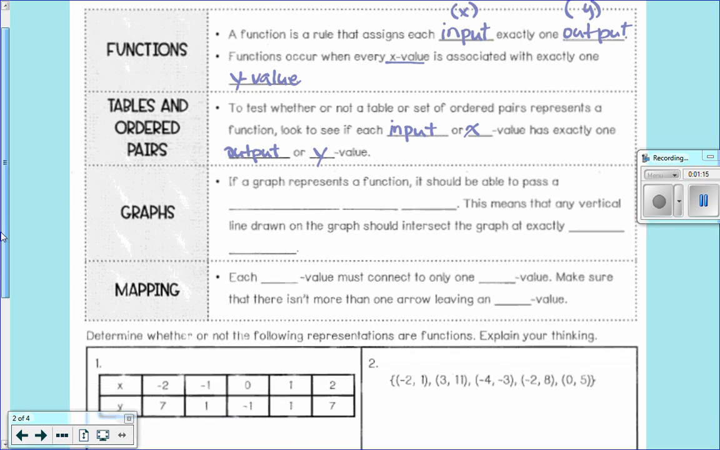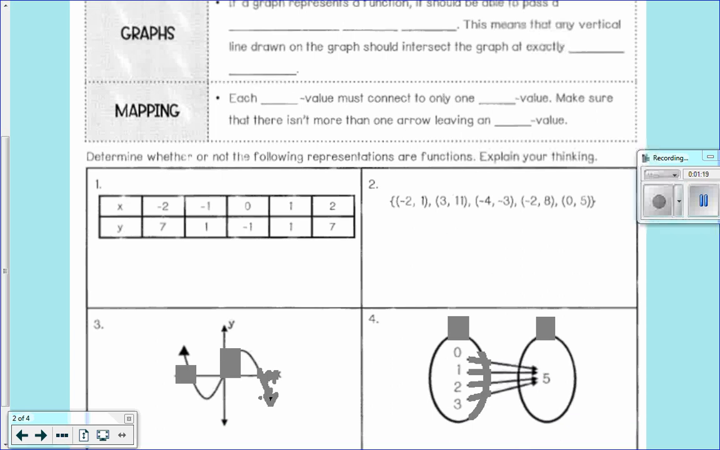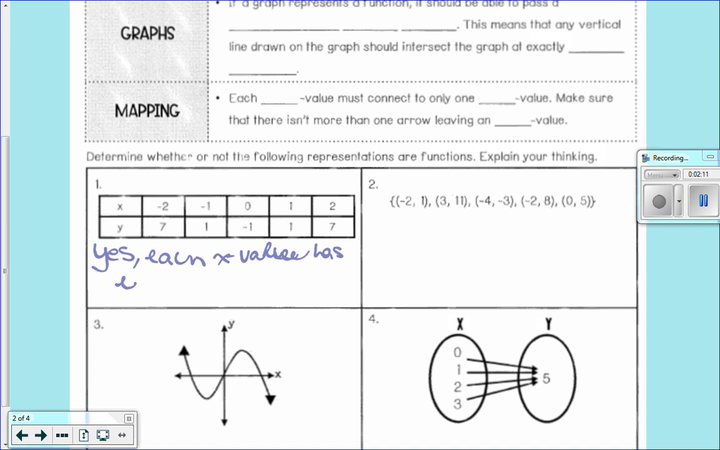So if we look at number 1 and number 2, we're determining whether or not the following representations are functions and why. So if we're looking at a table, does each x value, each input or x value, have exactly one y value? Each x value, so a -2, 7. Is there another -2 for an x value? No. There's only one -1, right? 1, 1, 1. So is this a function? Yes. Because each x value has exactly one y value.